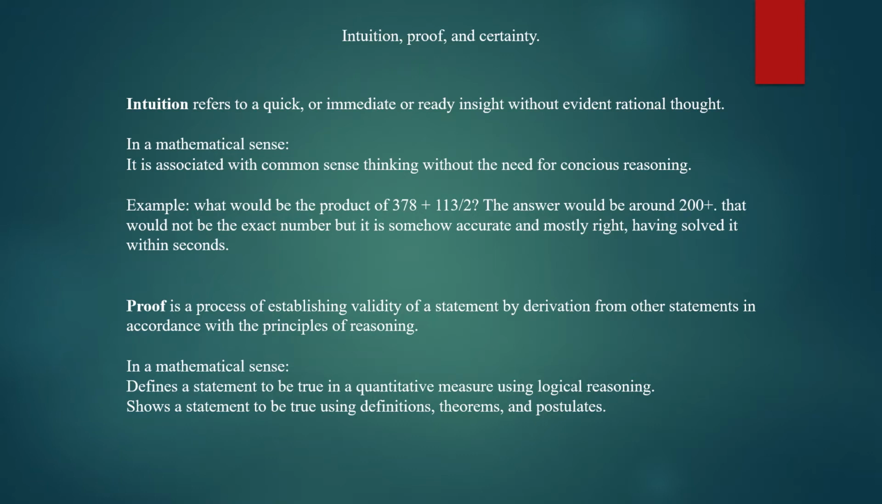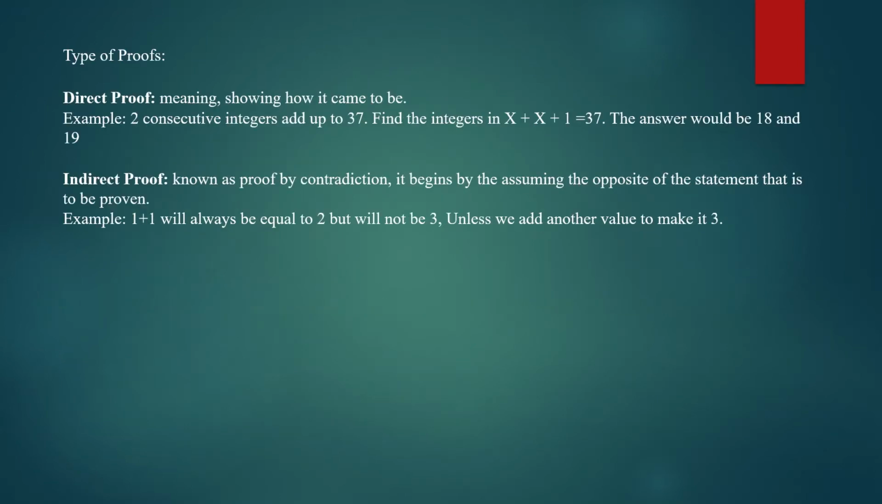Proof is a process of establishing the validity of a statement by derivation from other statements in accordance with the principles of reasoning. In a mathematical sense, it defines a statement to be true in a quantitative measure used on logical reasoning. It shows a statement to be true using definitions, theorems, and postulates.